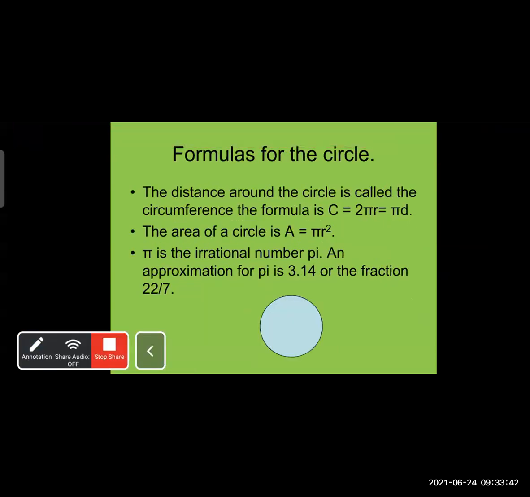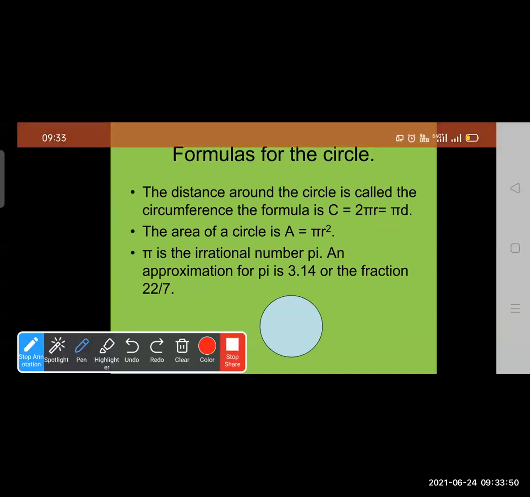So the formula for the circle: the distance around the circle is called the circumference. Around the circle means this one. The distance around the circle is called the circumference. And the formula for this is circumference is equal to 2 pi r.